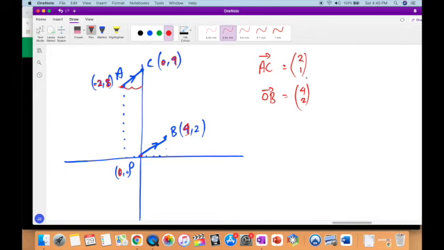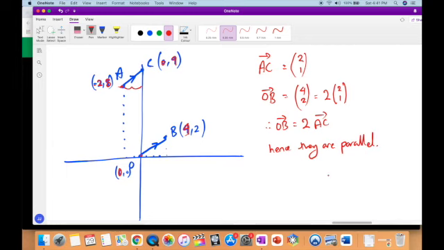that OB could also be, if I pull the 2 on the outside, 2 times 2, 1. So 2 times 2 is 4, 2 times 1 is 2. So you can see here this little vector inside of here is really AC. So therefore, OB is equal to 2 times AC. And because they're scalar multiples, hence they are parallel. You okay, Scotia? Yeah.